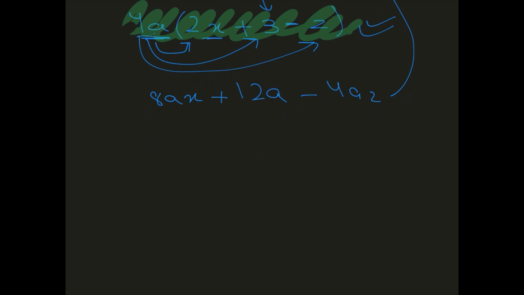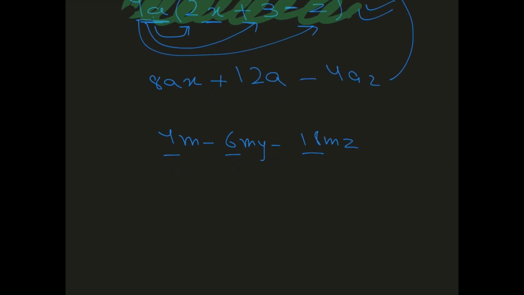In the same way, if you have something like 4m minus 6my minus 18mz. So 4, 6, and 18 are all common multiples of 2, not 4. 6 and 18 do not come in the table of 4. So the only thing you can take common over here is 2, right? And then m is the common variable. So you will take m common, right?